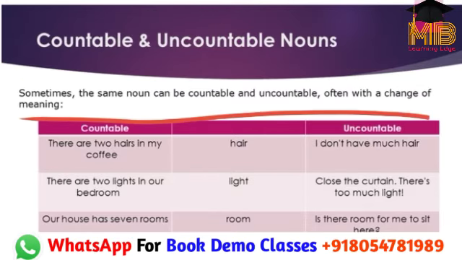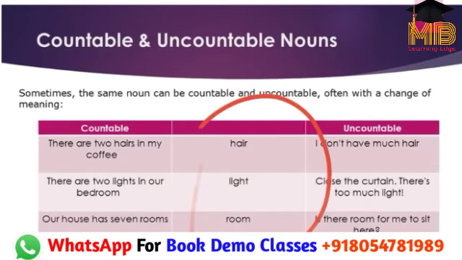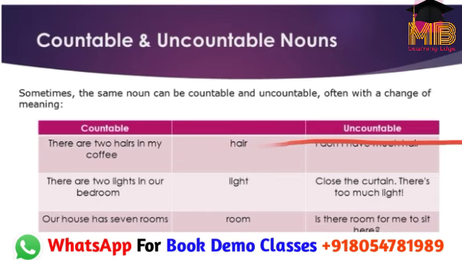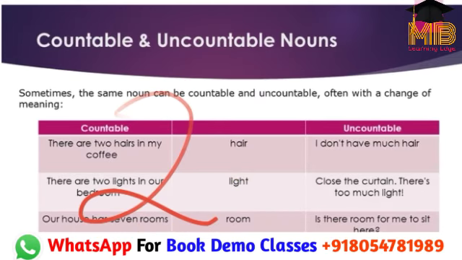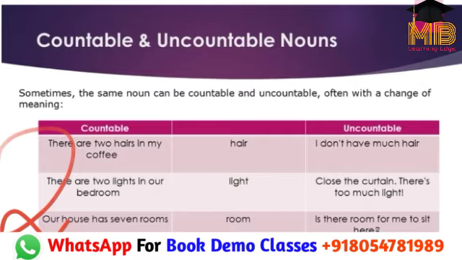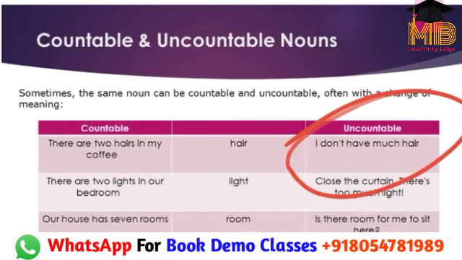Moving on now, the complication begins when the same noun can be used as a countable noun and an uncountable noun also, depending on how you're using it. Like I say hair. Now hair, there are two hairs in my coffee. Now when I say that, I'm telling you that I have two strands of hair in my coffee. So I'm specifying the number. But when I say I don't have much hair, can you count the number of hair that are there? You can't count, right? So then it becomes an uncountable noun.